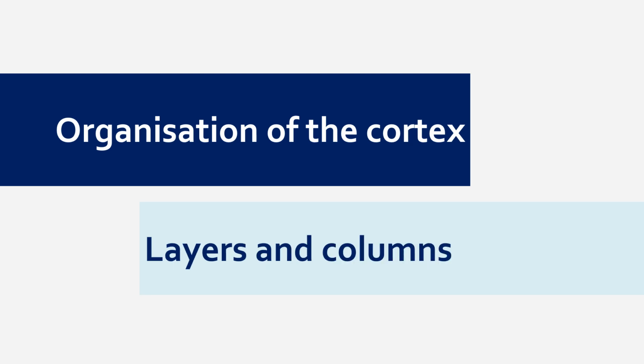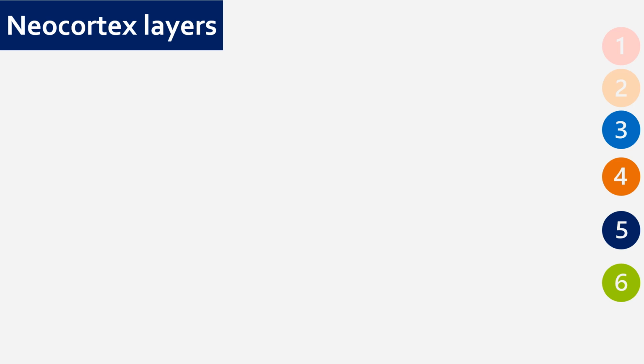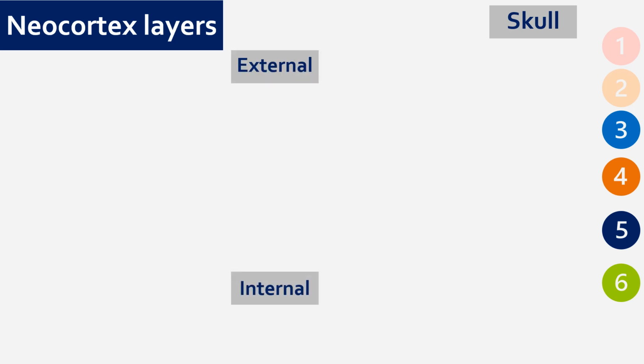Cortex is organized in the horizontal plane into layers and in the vertical plane into columns, and both of them are really important for understanding the structure, function, and organization of the cortex. We're going to start with the cortical layers. Very simply, there are 6 neocortical layers. The 6 layers are defined according to the most common cell type in that layer. We talk about the 6 layers as being internal and external. The external layers, starting with layer 1, are the layers closest to the skull. The internal layers are the ones closest to the interior of the brain.